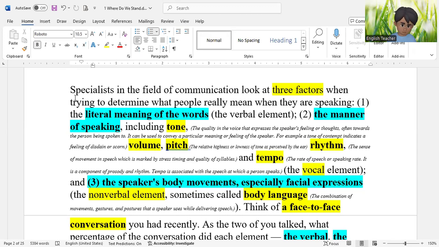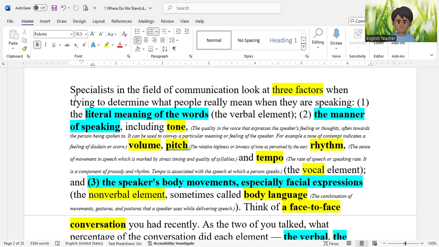So there are three factors to determine what people mean when they talk. When we speak something, or when people speak something to us, how do we decide what they are trying to say? Number one is the literal meaning of the words. We listen to what people are saying, and then if necessary we consult dictionaries or we understand the word meanings, and then we understand what they are trying to say. Number one, the literal meaning of the words, the verbal element. Please note down the verbal element of the conversation.